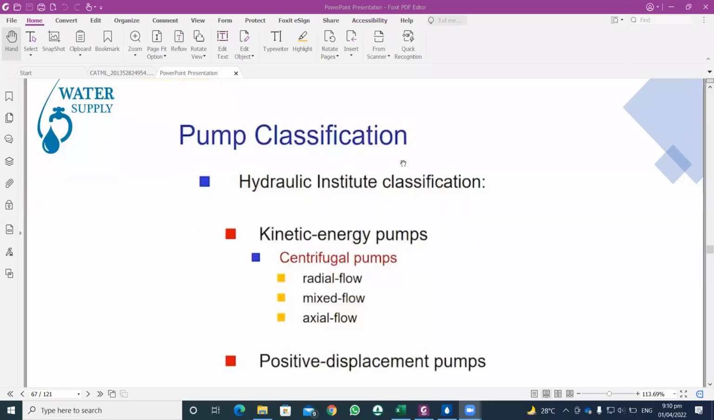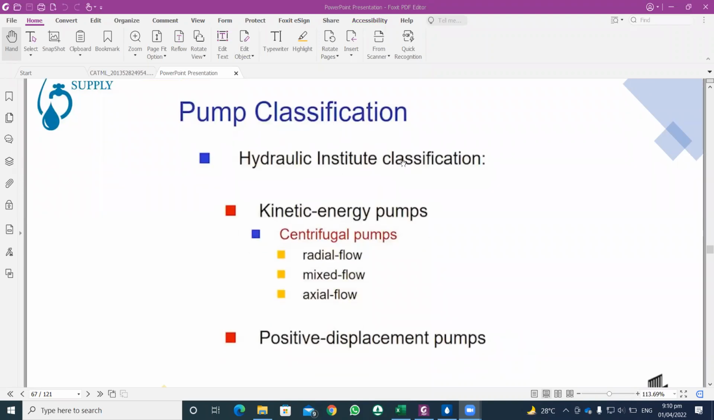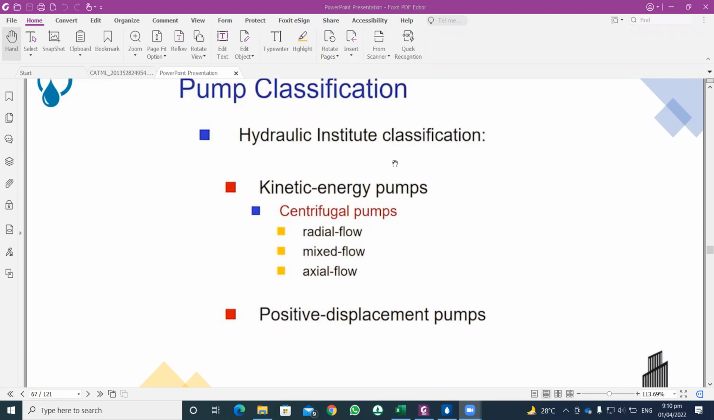Okay, Bismillahirrahmanirrahim. So today we will be discussing the pump: how to design a pump for a water supply network, how to select the best pump for a water supply network, and what the different properties of a pump are. Based on those properties, we will see how to select the best pump for a water supply network.